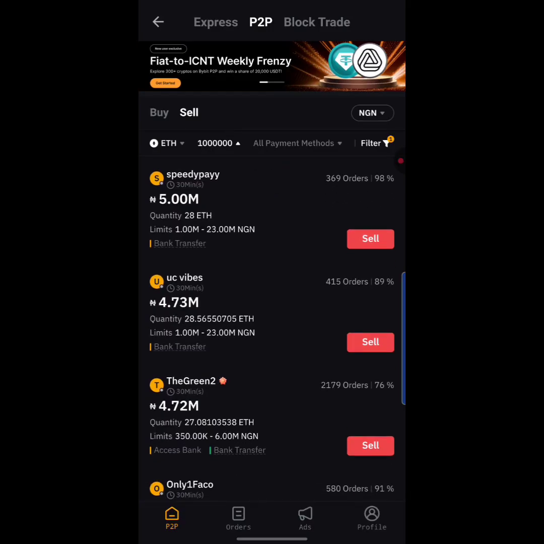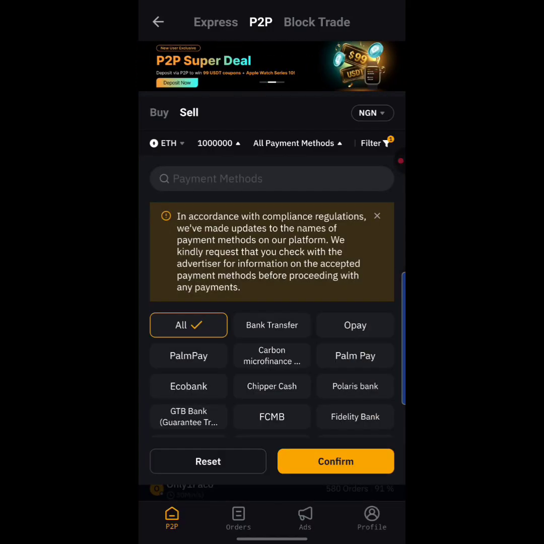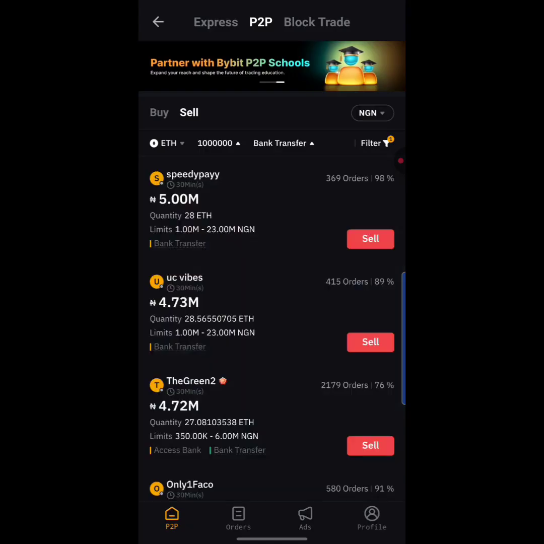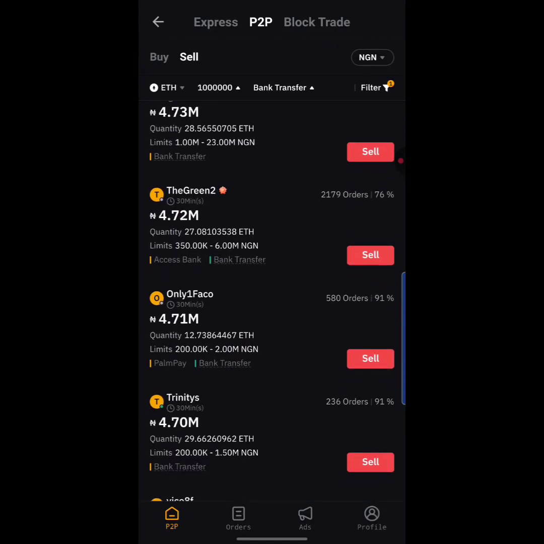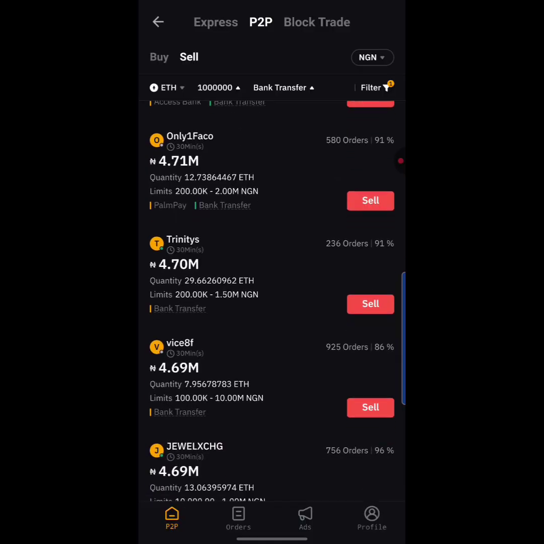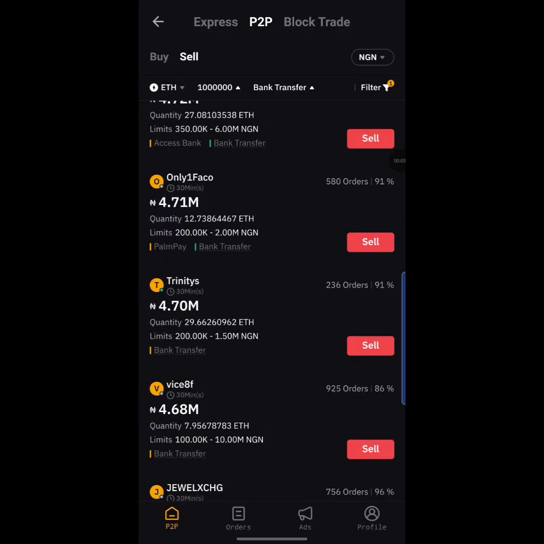All right, and over here that says all payment method, I'm going to hit on it and select bank transfer. Okay, so that is it. I'm going to find someone who is currently online, so I sell to the person. Okay, all right, so as you can see, guys, this guy over here called Trinity is currently online right now.